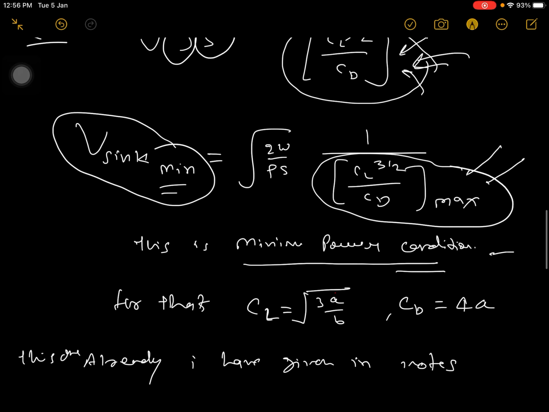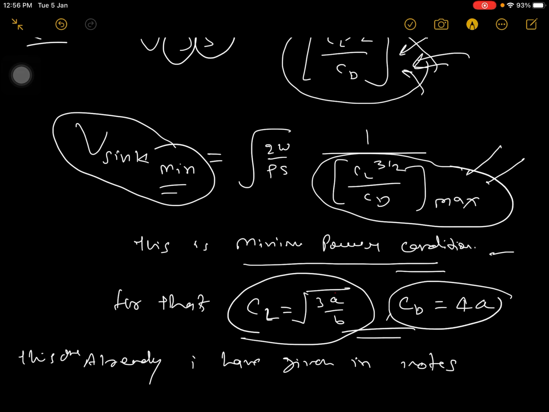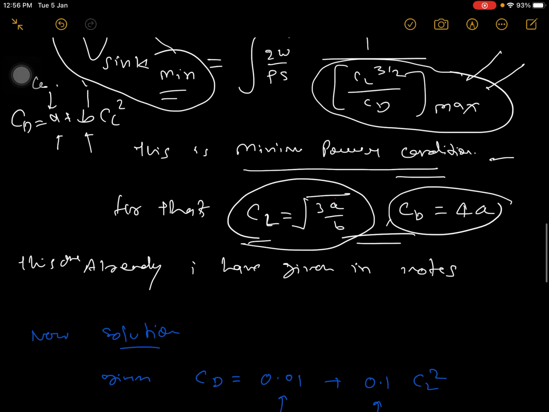For the minimum power condition, I have given you the CL value as under root 3a by b, and the CD value as 4a. Where are these coming from? They are coming from the drag polar. In the drag polar, CD is equal to a plus b CL square. So this a and b are nothing but CD naught and k, which is 1 by pi A R e. So from there you can find out. This I have already given in the notes.